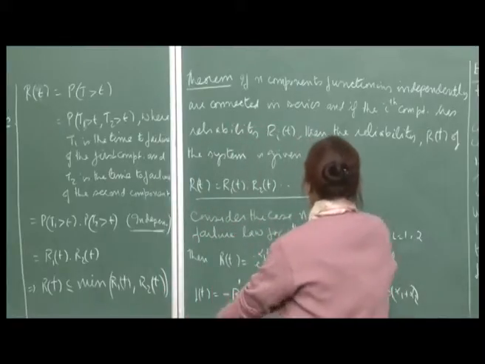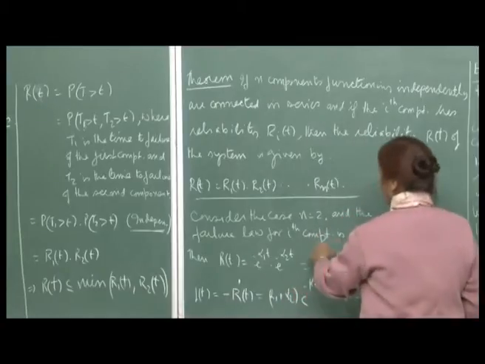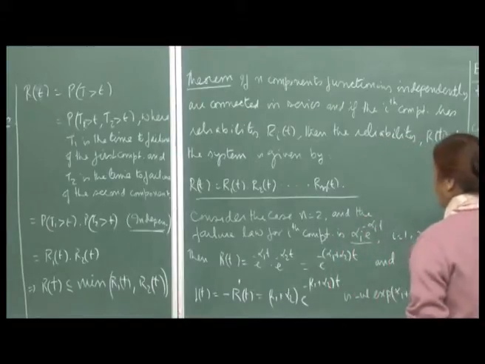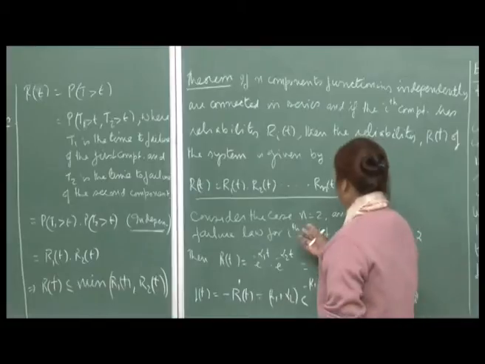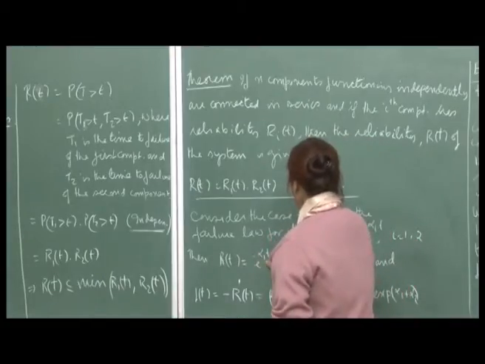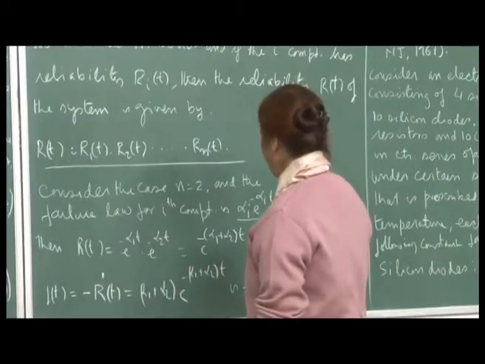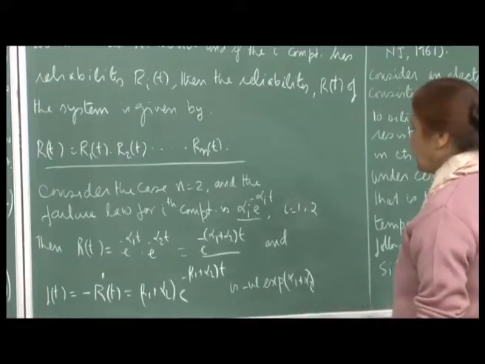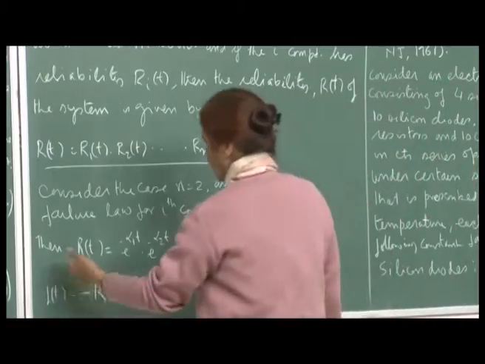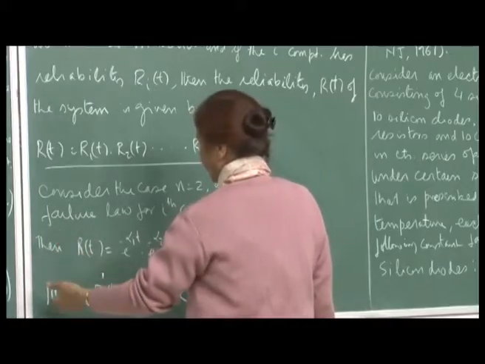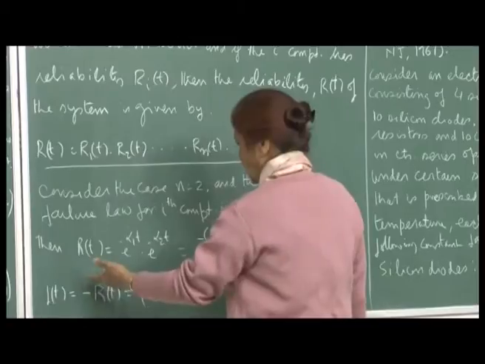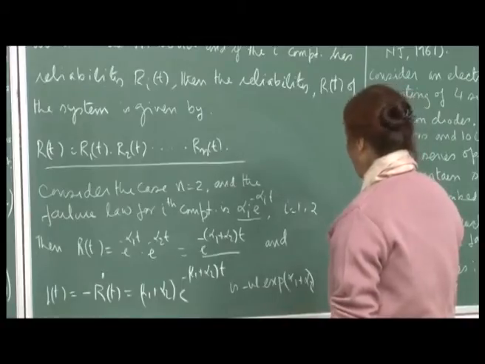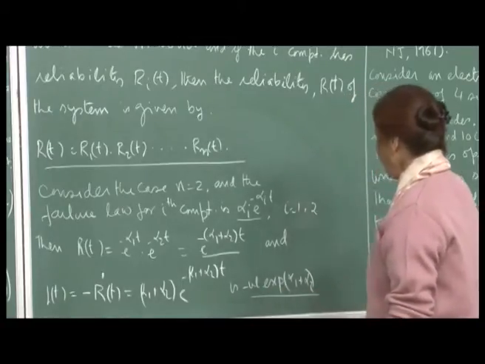Okay. Now, consider the case when n is equal to 2 and the failure law for the ith component is exponential. Then your reliability for the system with two components will be e raised to minus alpha 1 t into e raised to minus alpha 2 t, which is e raised to minus (alpha 1 plus alpha 2) t. Therefore, the PDF for the failure time of the system would be minus R prime(t), which is (alpha 1 plus alpha 2) e raised to minus (alpha 1 plus alpha 2) t. So, this is negative exponential with parameter alpha 1 plus alpha 2.